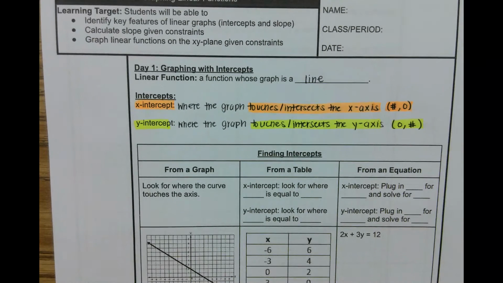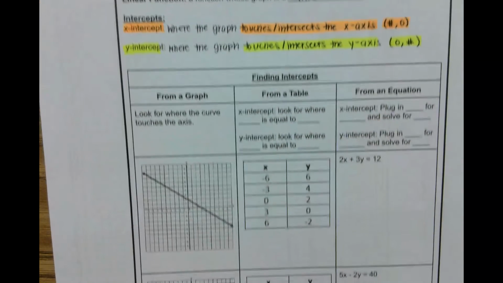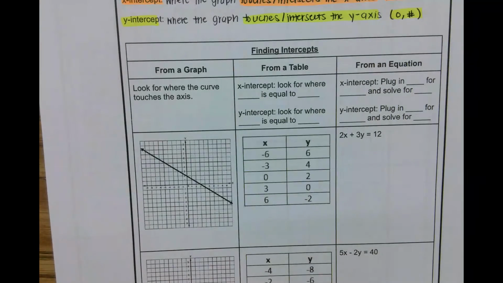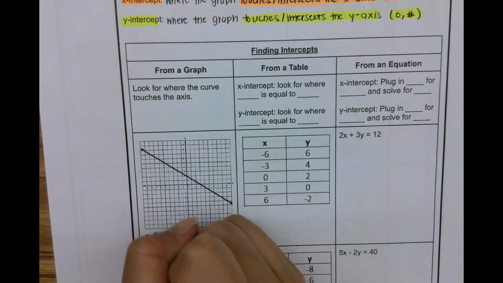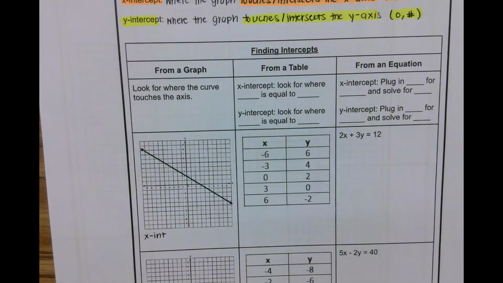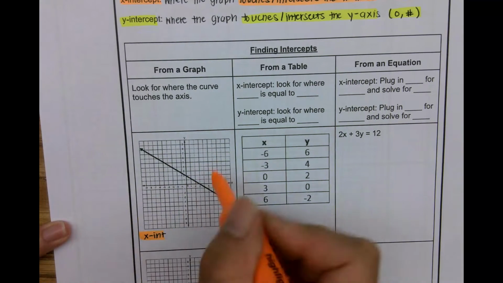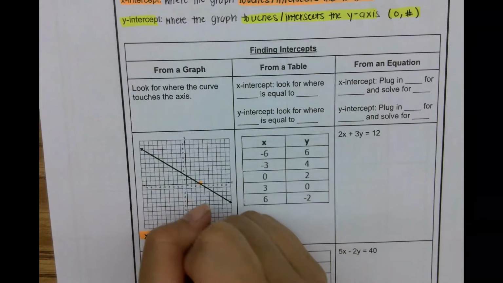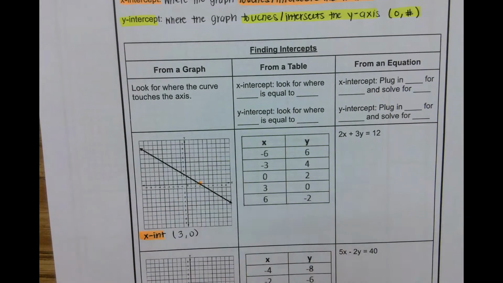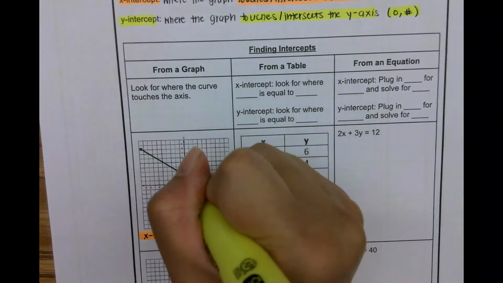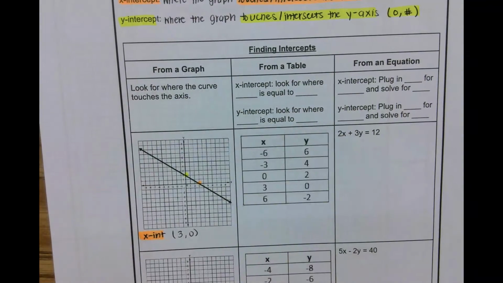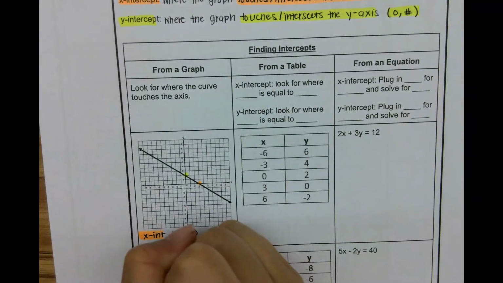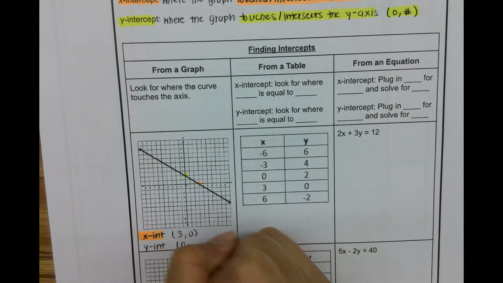Okay, so from a graph, we've done this before. We look for where the graph touches the axis. So here, our x-intercept, here's our x-axis. It touches it right here. This ordered pair is 3, comma, 0. The y-intercept, where does it touch the y-axis? That is right here, and that is at 0, comma, 2.